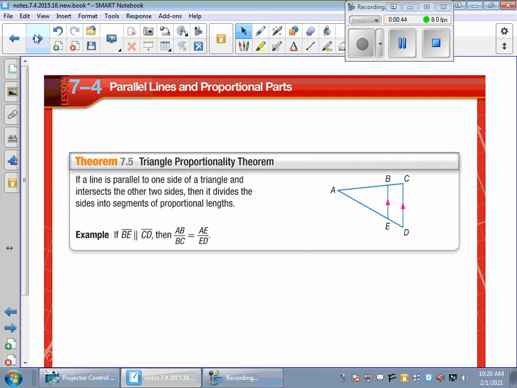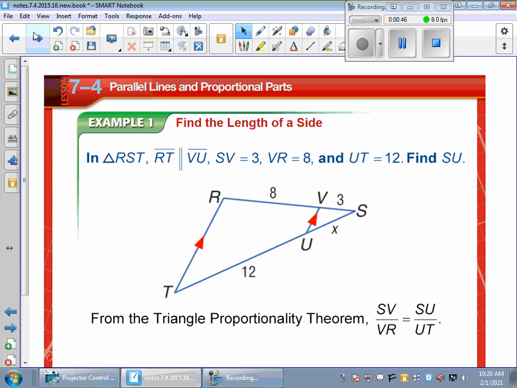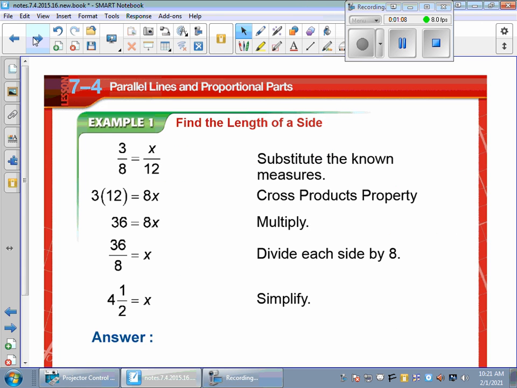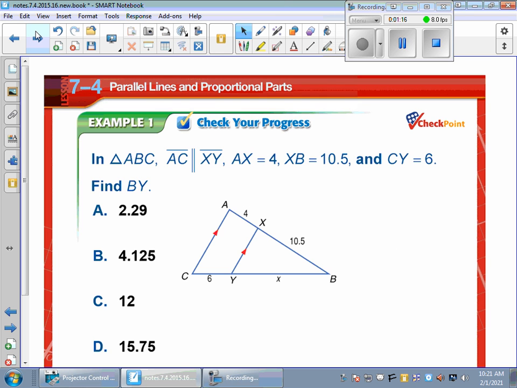Next one, same concept here, and then that leads us into this slide right here. So RT is parallel to VU. So what you're going to do is set up 3 over 8 equal to x over 12. And the next slide, you can see that's going to be solved for us. And then they ask you to find SU, but once you find x, that's the same as SU. So hopefully you cross multiplied and solved. You can see how we set that up. You get that answer is 4.5, which is the same as SU.